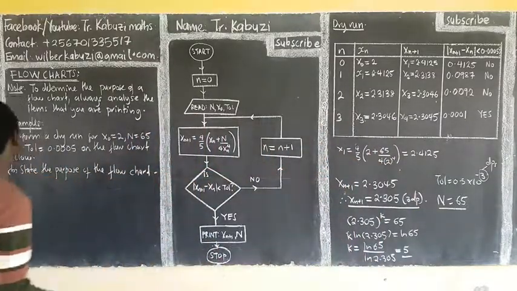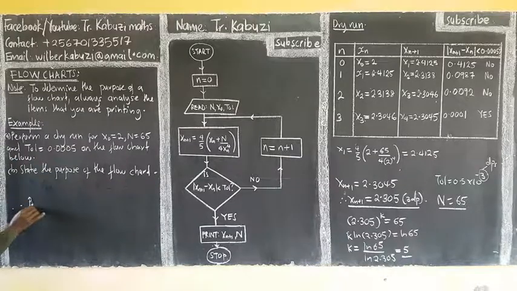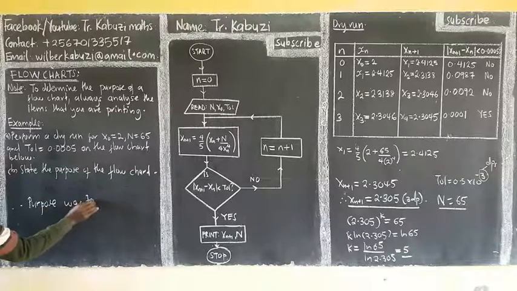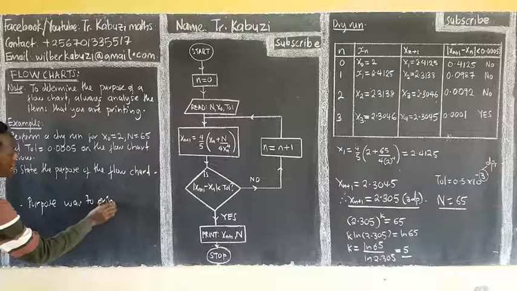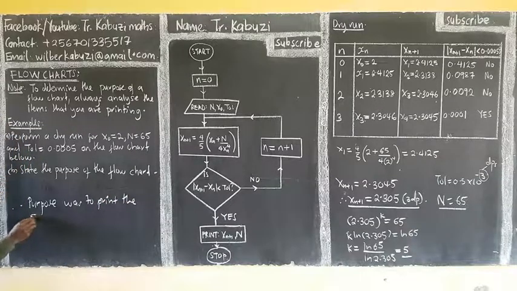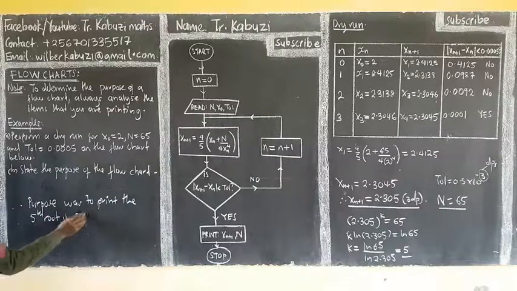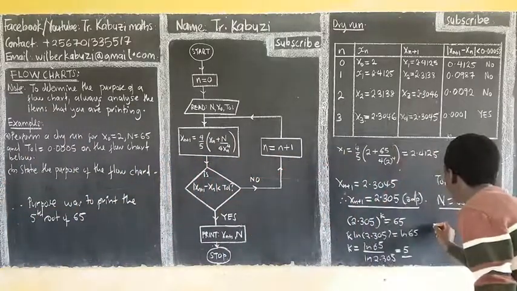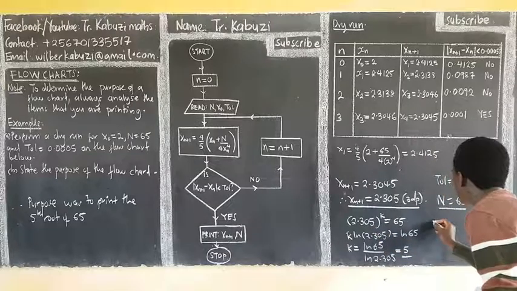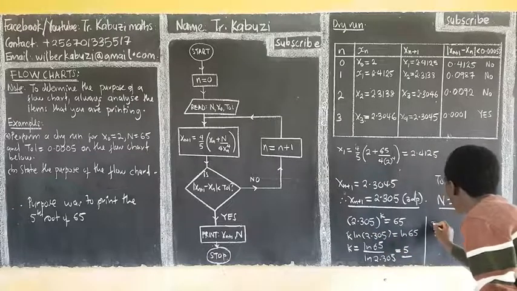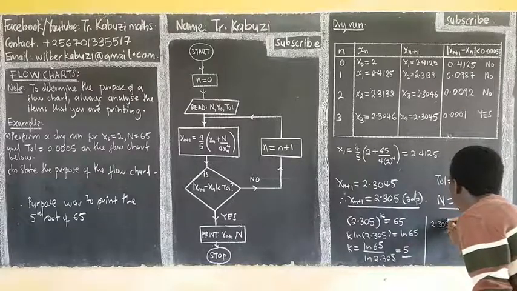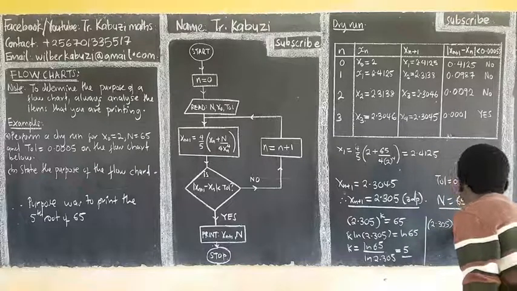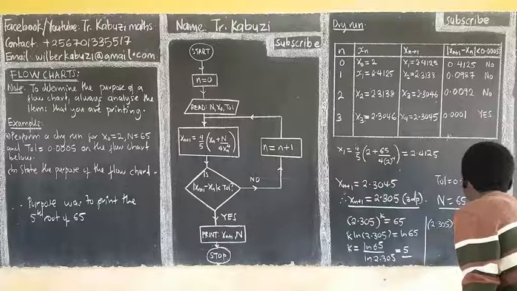So from there, the purpose, allow me to write here, therefore the purpose was to print the root of 65, as simple as that. So it's that when you get now our 2.305 equaling to 65 power 1 over k.